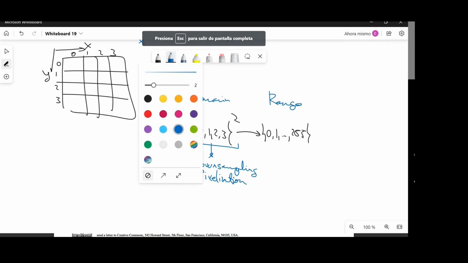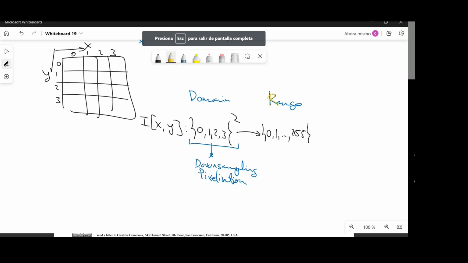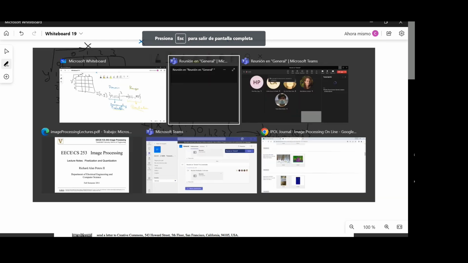And the other one is to discretize even more this one. So this is quantization. So these are the two operations that we will use there. So I have already a discrete image, but I can discretize even more in space, or I can discretize even more in values. Okay, so let's do that.